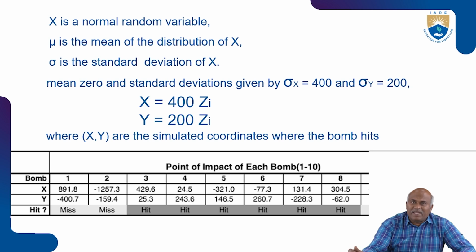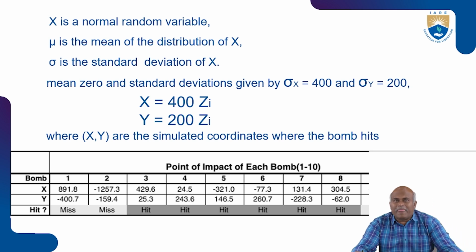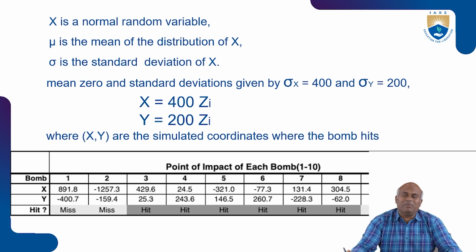The mean is 0, and sigma of x equals 400 and sigma of y equals 200, as per the standard deviation. So now I represent the probability density function: x equals 400 z, y equals 200 z, where x and y are the simulated coordinates where the bomb hits. Here the number of bombs is 1 to 10.